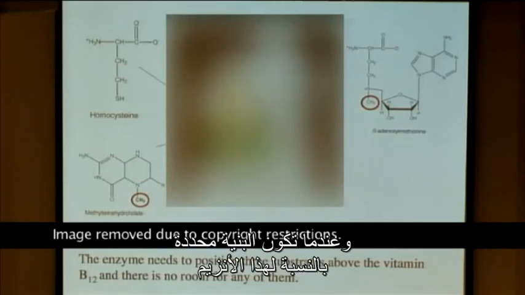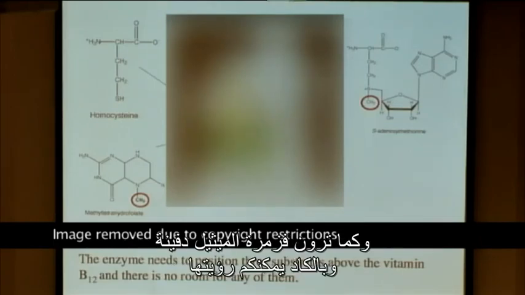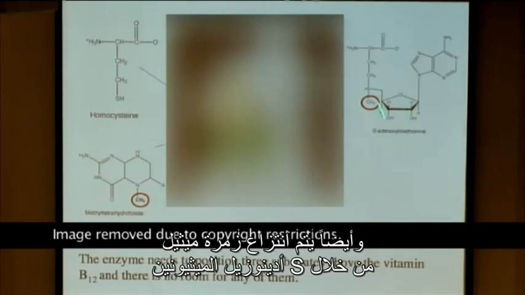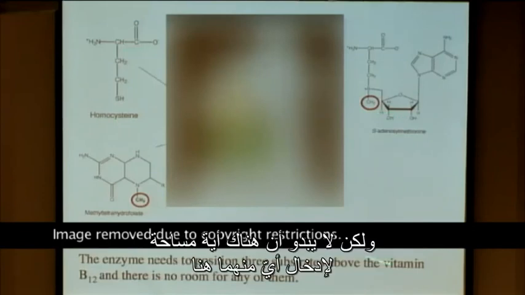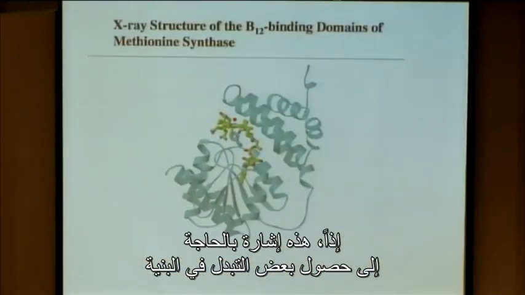And when the structure was determined of this enzyme, here in green is the vitamin B12, in red is the methyl group. You see that the methyl group is pretty buried. You can barely see it. But yet it needs to interact with homocysteine to give it a methyl group. It needs to take the methyl group off methyl tetrahydrofolate, and also needs to take a methyl group off S-adenosylmethionine. But it doesn't seem like there's any room for any of them to actually get in there. So this was a sign that there has to be some kind of change in the structure.